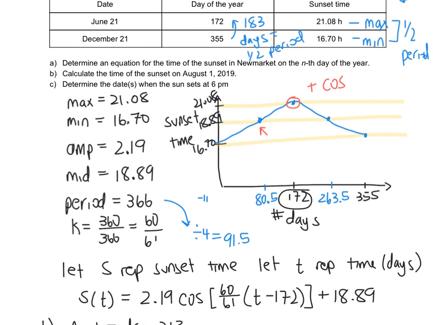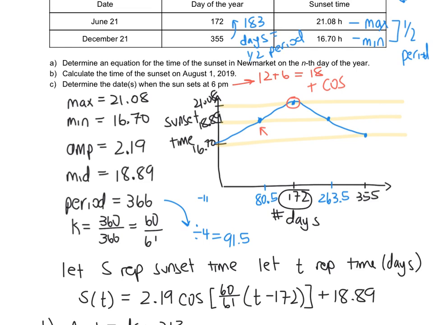For C, I said determine the date or dates when the sun sets at 6 p.m. Now, first of all, we should notice that the sunset time is given to us in the 24-hour clock. So we have to figure out what 6 p.m. is in terms of that. So if we add on the 6 to 12, which is our noon, then we will get 12 plus 6, which is 18. So we're pretty much trying to figure out when our equation is equal to 18.